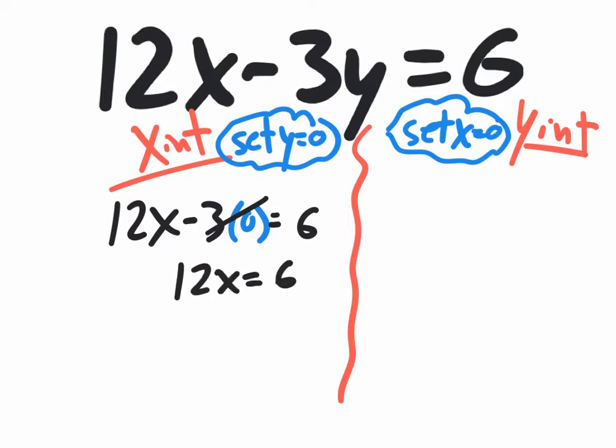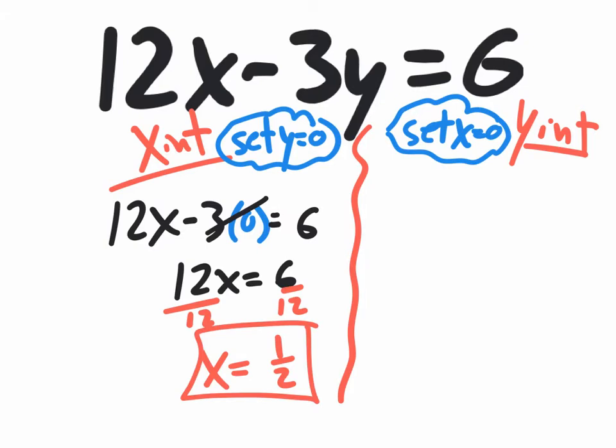And then you'd have to divide by 12 on both. So you'd have x equals 1/2. 6 divided by 12 is not 2. 6 divided by 12, you can't do it. You'd have to just reduce it. So the x-intercept is 1/2. As a coordinate, your x value is 1/2, and your y value is 0. So 1/2 comma 0 is your actual coordinate for the x-intercept.